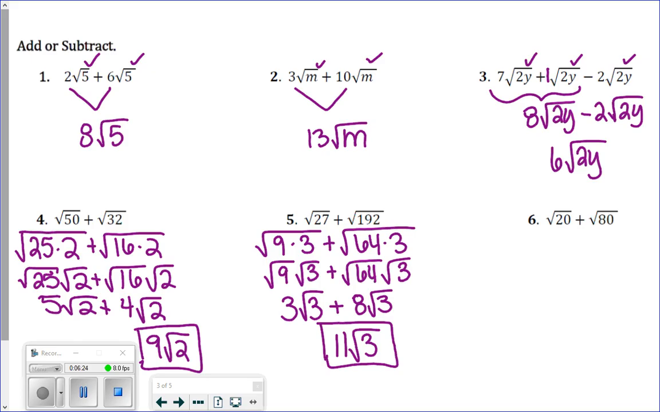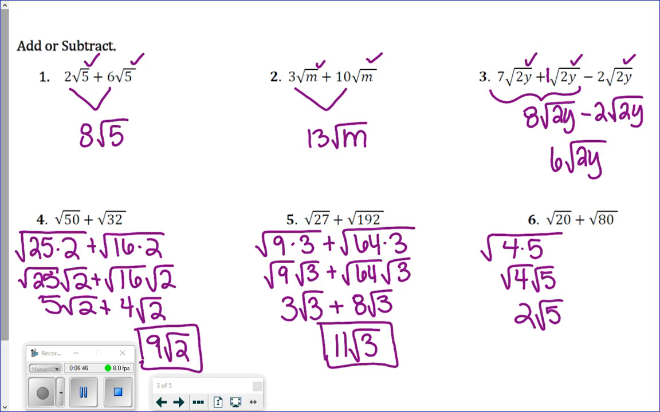On number 6, 20 is not a perfect square, but it is a product of 4 times 5. If I separate that, square root of 4 times the square root of 5, I can take the square root of 4 and get a nice whole number and just leave the messier part inside the radical, just leave that as square root of 5.